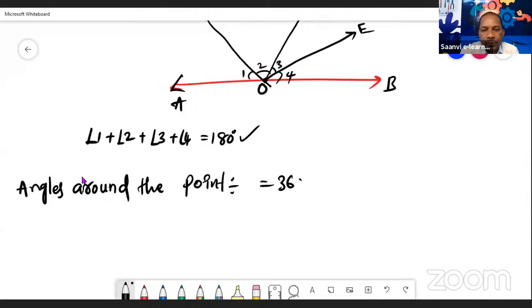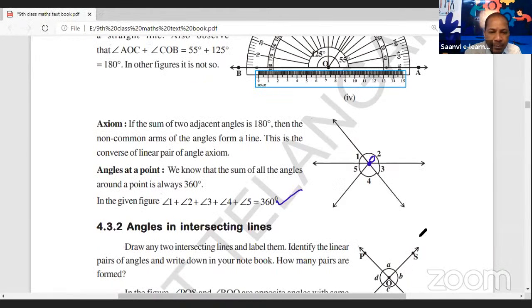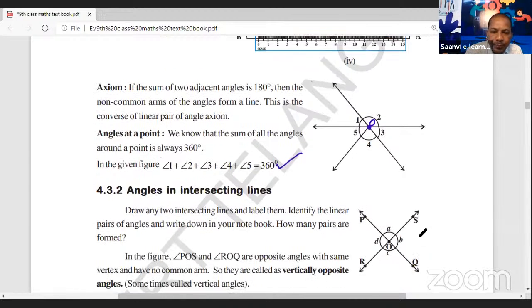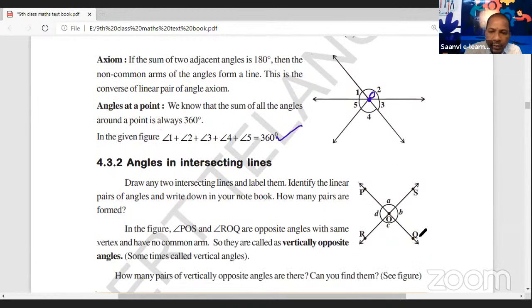Okay, their sum we get 360 degrees. Angles at a point is equal to 180 degrees. When the angles are formed around the point, we get 360 degrees. Okay, children.